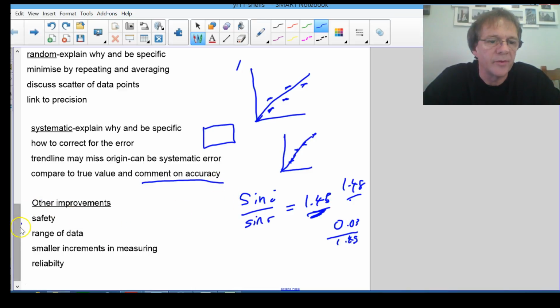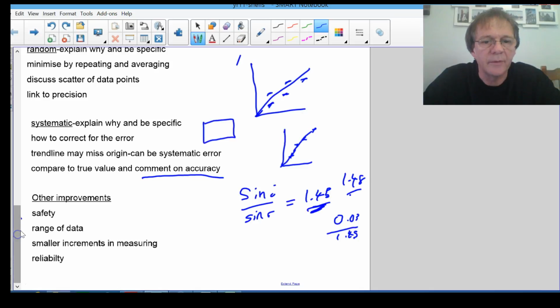If you want to talk about other improvements, you can talk about ways you could have improved the safety on reflection. You could talk about replacing equipment to reduce the systematic errors. A greater range of data will make your experiment more reliable, so try very small angles and also very large ones. You may decide to repeat the whole thing with smaller steps in your increments, so maybe go up 5 degrees at a time and get a lot of data points onto the graph, and that will improve the reliability. So those are the sort of things you can do in a basic practical.